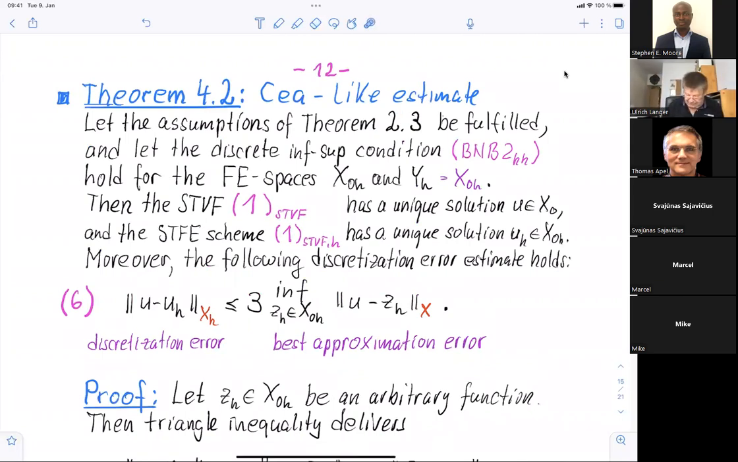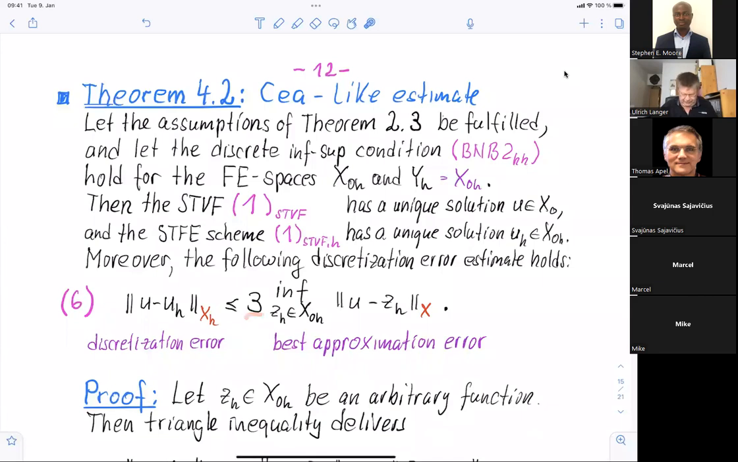So by the best approximation error, but here, the discrete inf-sup condition is only in this X_h and not X. We have a space, we have a discrete norm. This consists of the Y norm plus the discrete norm for the time derivative using the Riesz representation. And the factor is 3.